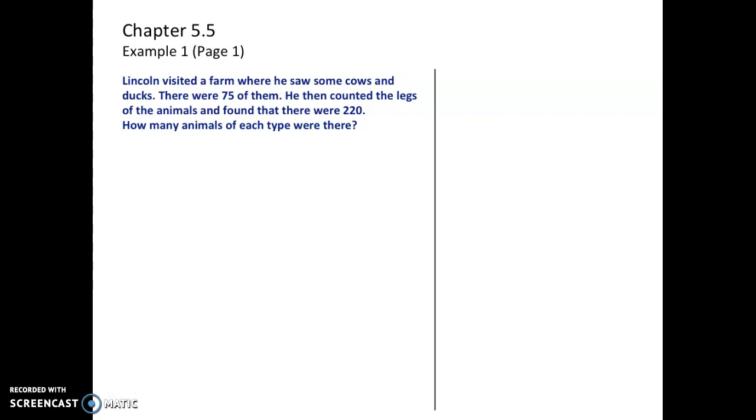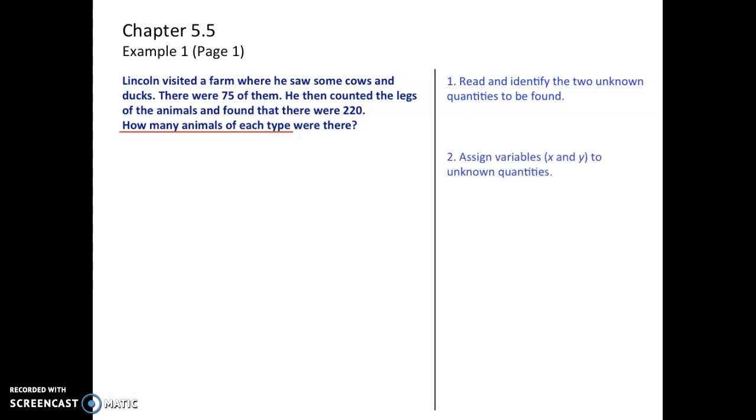So to solve a problem like this, we'll follow a series of steps. The first is to read and identify what are the two unknown quantities to be found. In this question, it asks you how many animals of each type. So we are trying to find the number of cows and the number of ducks. Now that we have identified our two unknown quantities, we are going to assign variables x and y to them. So we'll say, let the number of cows be x and the number of ducks be y.